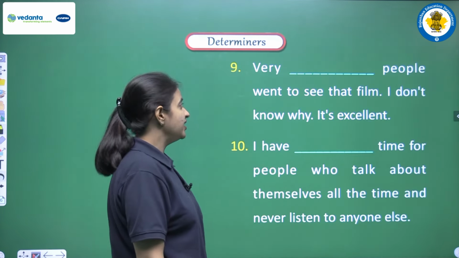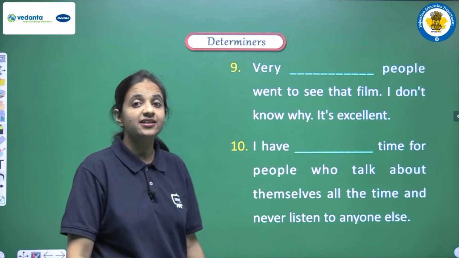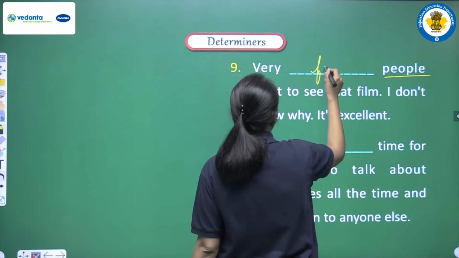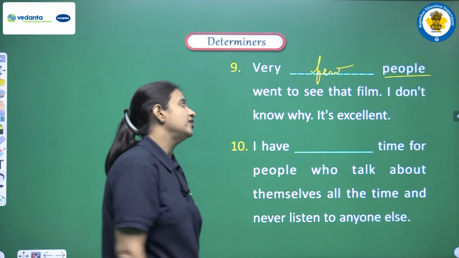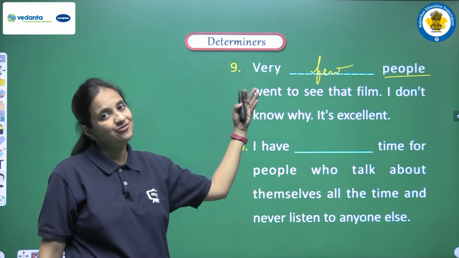Next sentence: very people went to see that film, I don't know why, it's excellent. So people, countable noun, after very we have to write few. Very few people went to see that film, I don't know why, because it was a very excellent film.